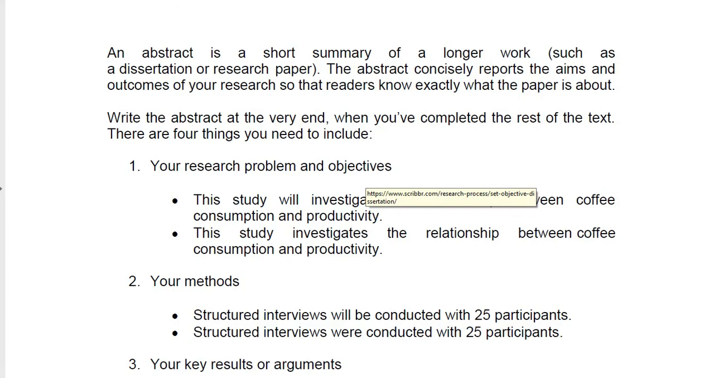You have to start by clearly defining the purpose of your research. What practical or theoretical problem does your future research respond to? Alright? Don't forget. Here we have two examples. I will read them. This study will investigate the relationship between coffee consumption and productivity. This study investigates the relationship between coffee consumption and productivity. What do you think will be the best answer? Of course, the correct answer is this.